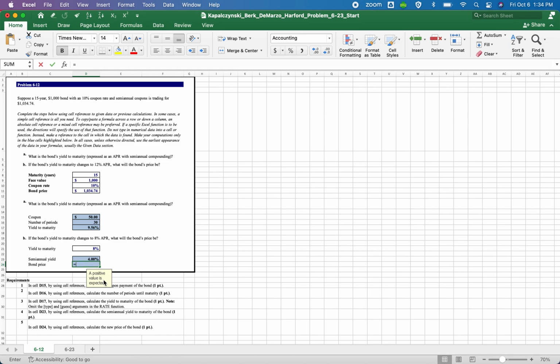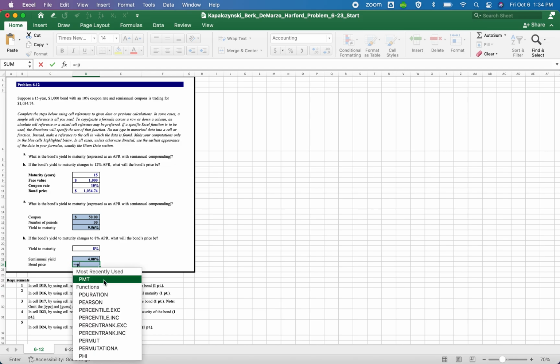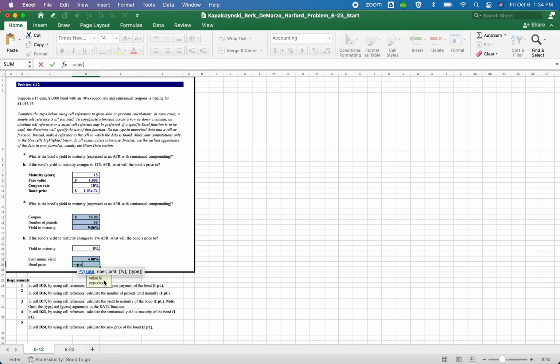And now, don't forget this comment, a positive value is expected. So I'm going to start with an equal sign. And in order to force the present value, or the price of the bond, to be positive, I'm going to start with a negative sign. I'm going to put PV. My rate is going to be that semi-annual rate or semi-annual yield. NPER is still going to be my number of periods. My payment is going to be the same, my coupon. My future value is going to be my face value. And my type is going to be 0. Close parentheses. This is my new price.